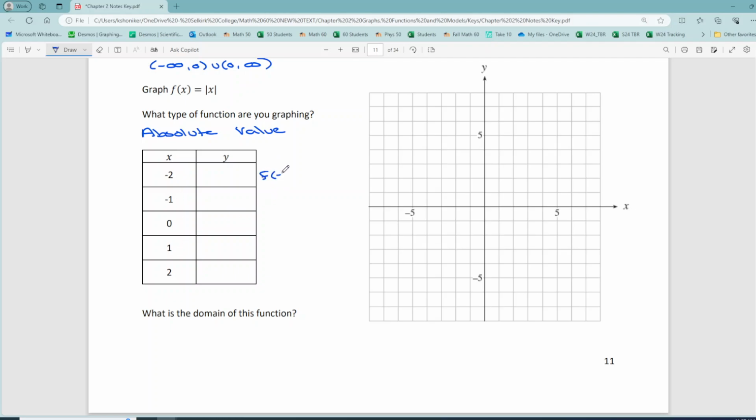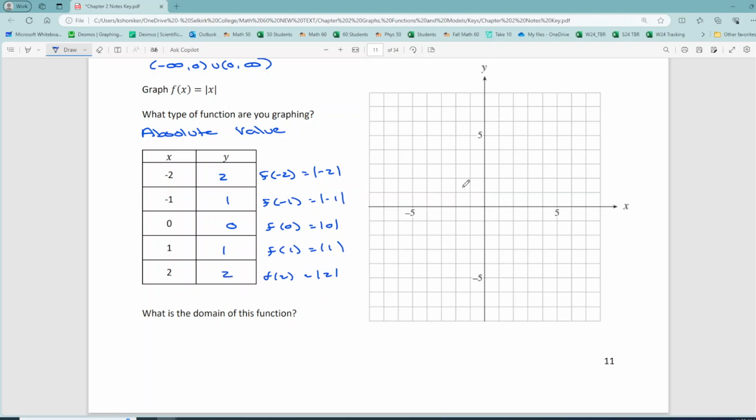So when I put in x is -2, I get the absolute value of -2. Now an absolute value just makes anything negative positive. So the absolute value of -2 is 2. The absolute value of -1 is 1. The absolute value of 0 is 0. And also, if it's already positive, like the absolute value of 1, it's 1, right? The absolute value of 2, 2.